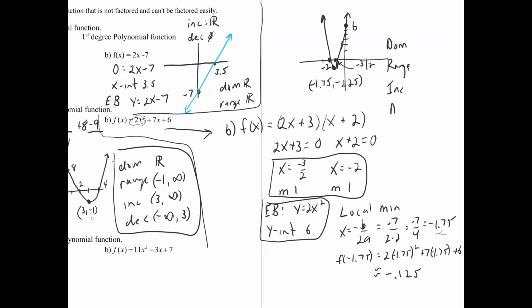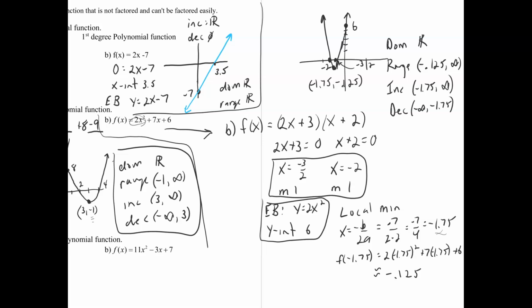increasing, and decreasing. So the domain is all real numbers. The range, lowest value is negative 0.125. So the range is from negative 0.125 to infinity. The function is decreasing from negative infinity up to negative 1.75. So from negative infinity to negative 1.75. And then it's increasing from negative 1.75 to infinity.